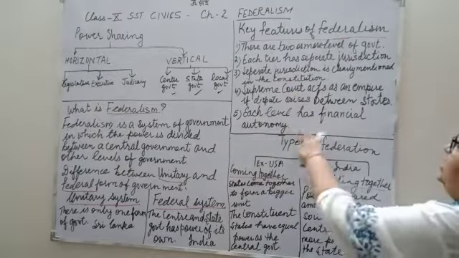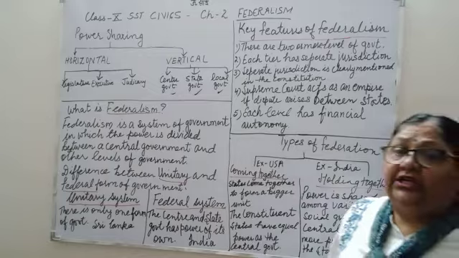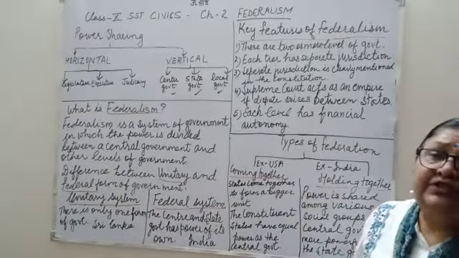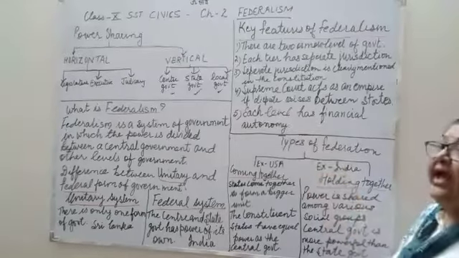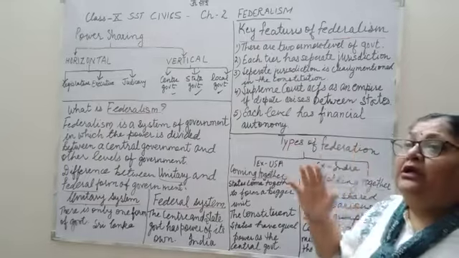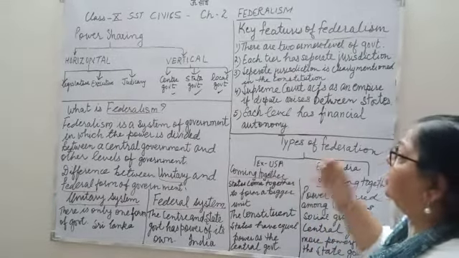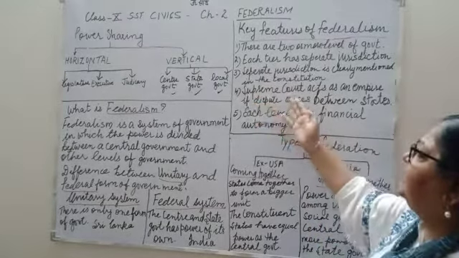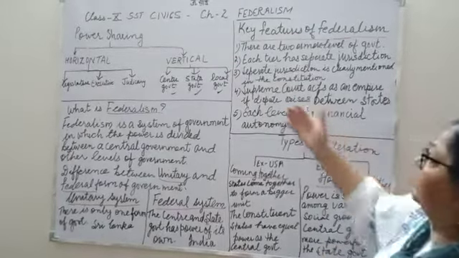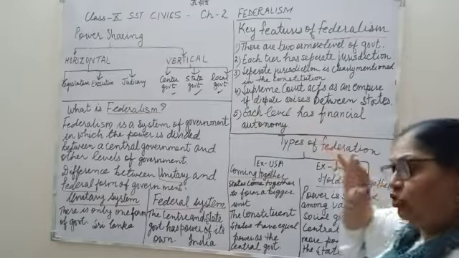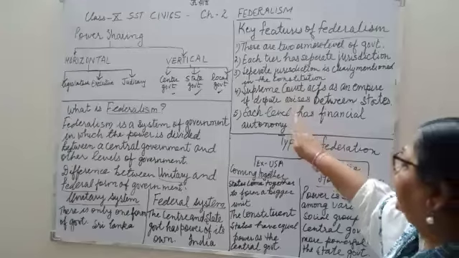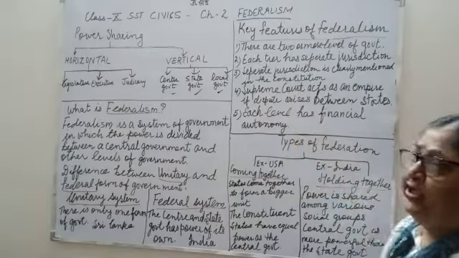Then each level has financial autonomy. Center has its own revenue system. State government has its own revenue. They earn revenue, and sometimes the center shares its revenue with the state government. Wherever the state government needs some revenue, they depend on it. But it is very clearly mentioned in the Constitution that each level has its financial autonomy.